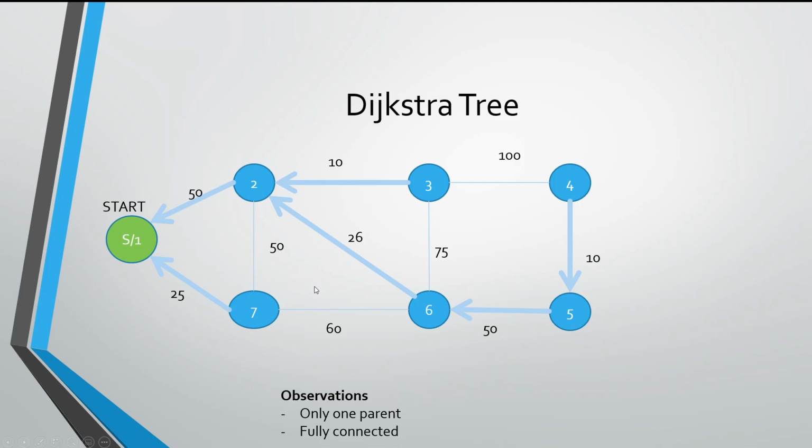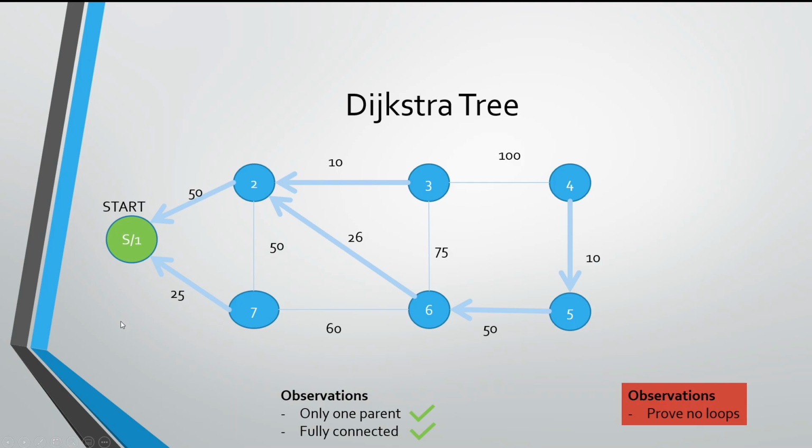So the observation is that this tree is fully connected. Dijkstra's algorithm does find the shortest distance to every node, so there is a path in this output tree that connects to every single node. And there is only one parent, based on the observation that the relaxation removes the node from the search once the shortest distance to that node is found. So we have one parent and we're fully connected. These two things are our assumption now.